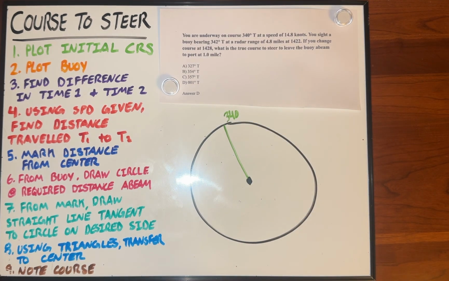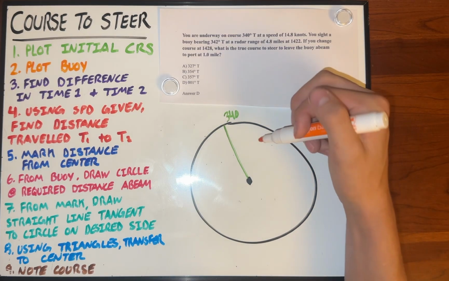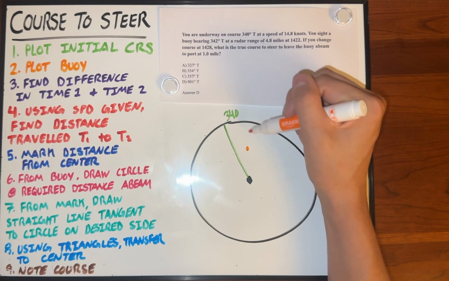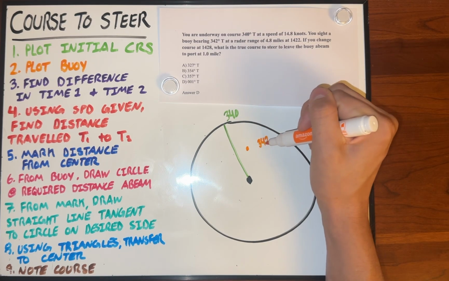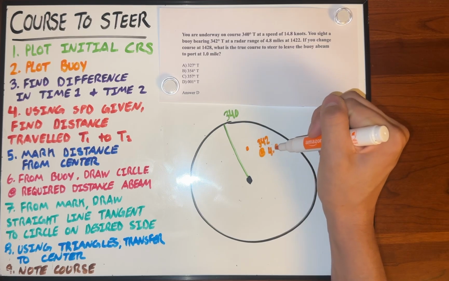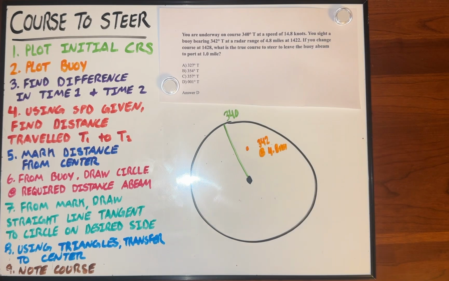We next want to plot the buoy. Our buoy is 342 at a range of 4.8 miles. It's going to look something like this. 342 at 4.8 nautical miles. Step three is to find the difference in time from our starting point and our course change.